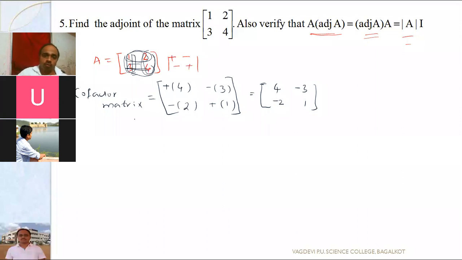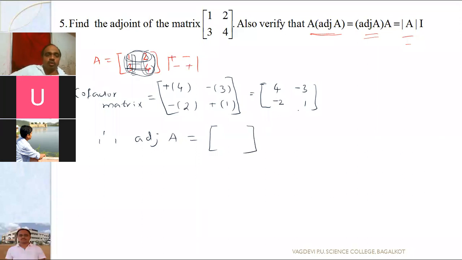Now, therefore, adjoint. So the symbol for adjoint is ADJ, adjoint of A. So what is the adjoint of A? I said adjoint is by taking the transpose. By taking the transpose, what do I get?